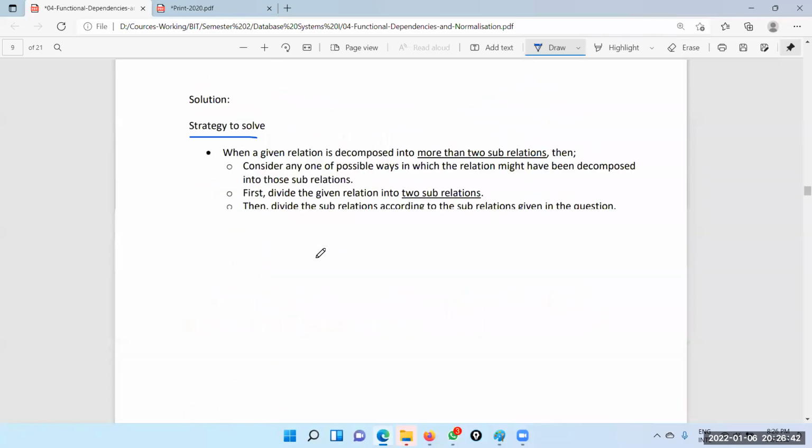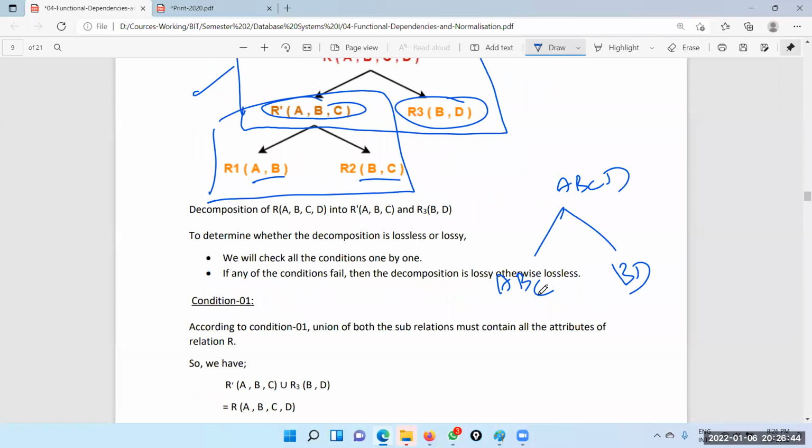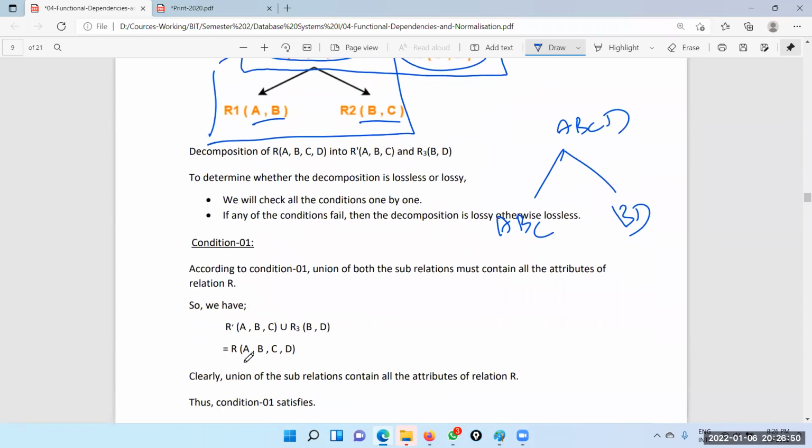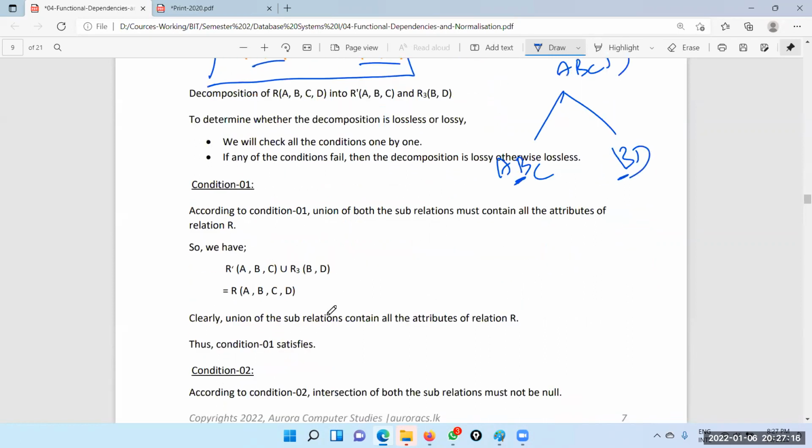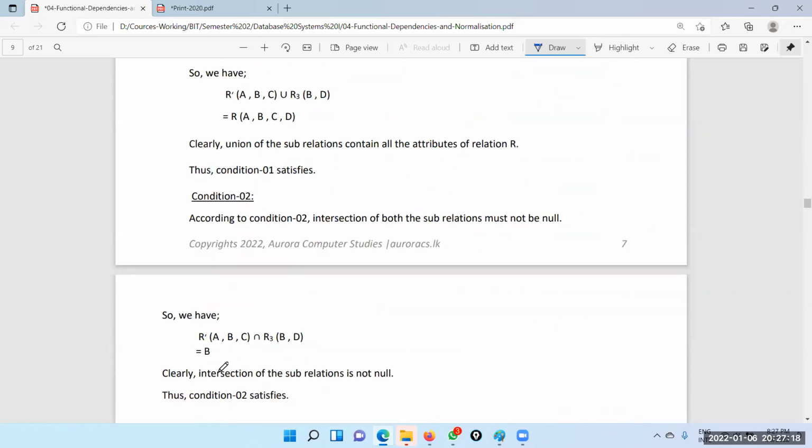First, let's see whether the union is this. The union is A, B, C, and D, correct, right? Yes, your union is your original one. Then the intersection must not be empty. Now you can see that B is there, B is there. Yes, B is common. So therefore, the intersection between ABC and BD is not empty because we have a common value. So therefore, the second condition is also satisfied, right? Because it is B.